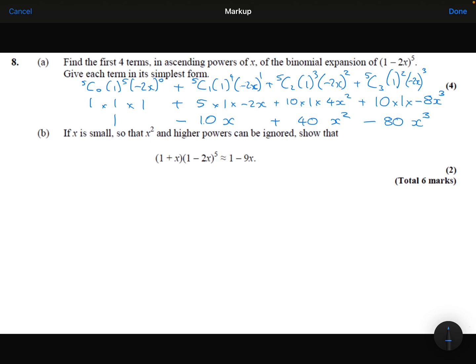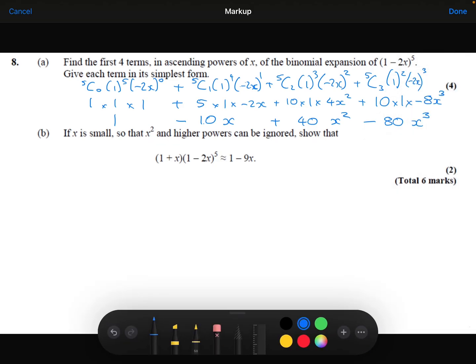Part B. If x is small, so that x squared and higher powers can be ignored, show that (1 + x) multiplied by (1 - 2x)^5 is approximately 1 - 9x. Well, notice here that this here is exactly what we just expanded in part A. So instead of writing that, I could write this.